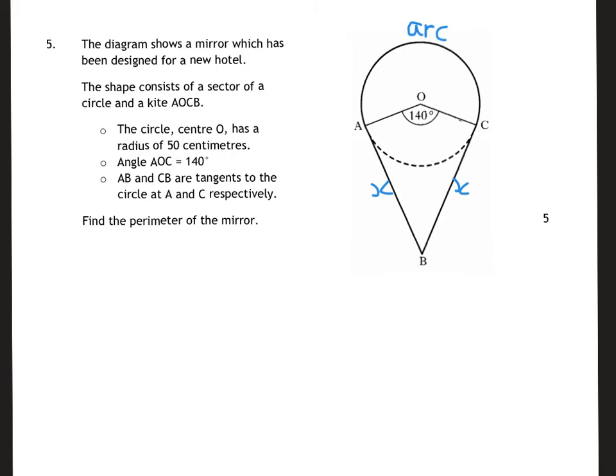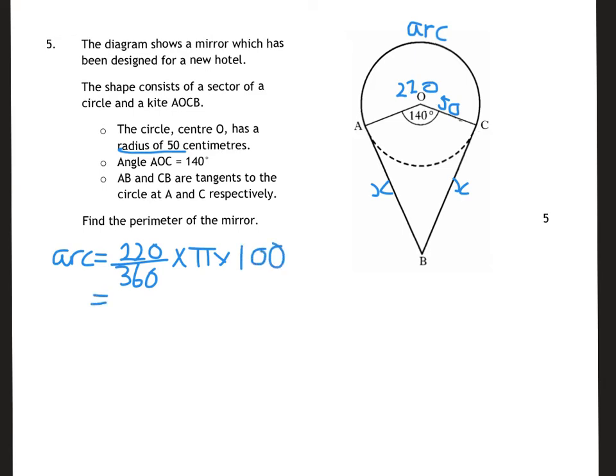If the angle in the centre there is 140, then that other angle on the other side is 220. So to find that arc length, it's going to be angle over 360 times pi d. So it's 220 over 360 times pi times d. Now it tells me the circle has a radius of 50. So that makes my d, my diameter, 100. If I work that out in my calculator, that should give me 191. I'm going to do it to a couple of decimal places.